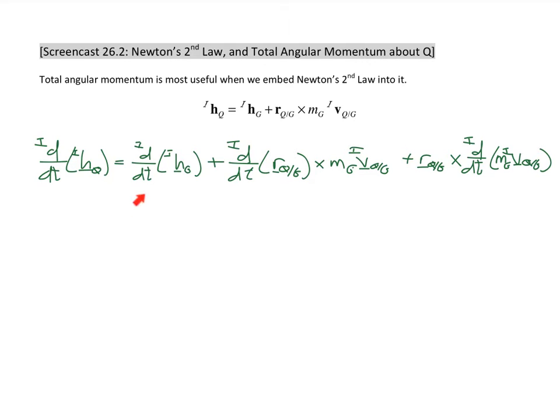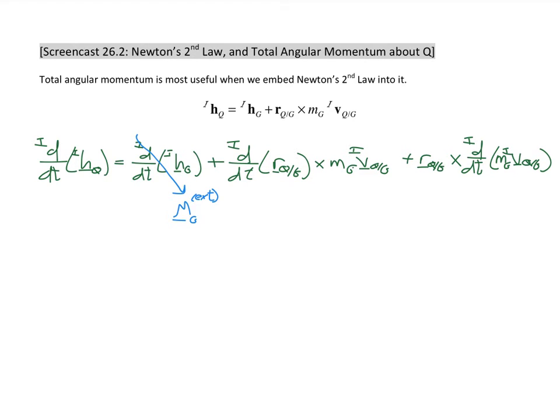Take a look at the first term, where we have the time derivative of the angular momentum about the center of mass. We've dealt with this before. When we had the separation of total angular momentum, we had the time derivative about the center of mass and the time derivative of the center of mass about an inertially fixed point. And this expression, we call the moment about the center of mass due to external forces that are on the multi-particle system.